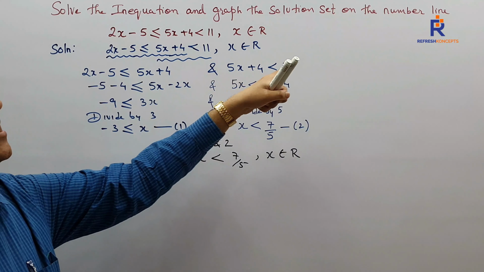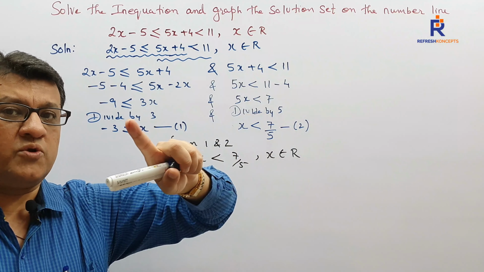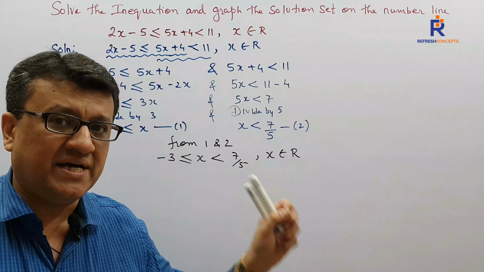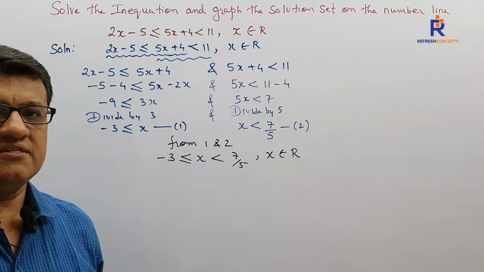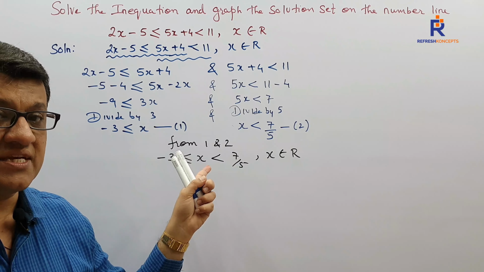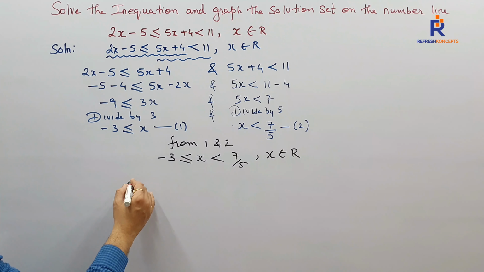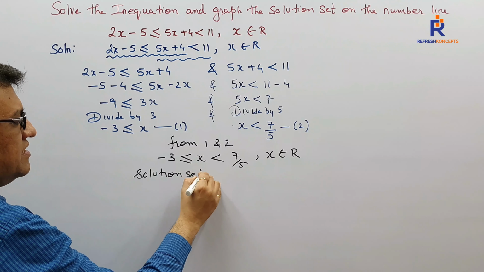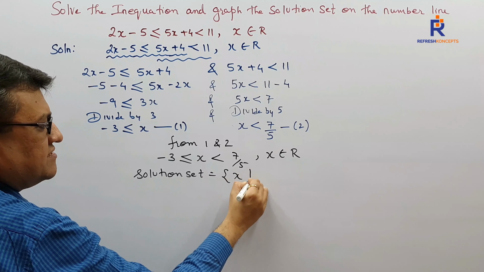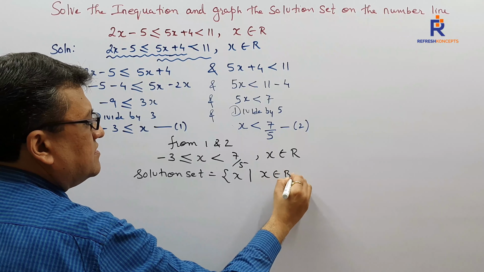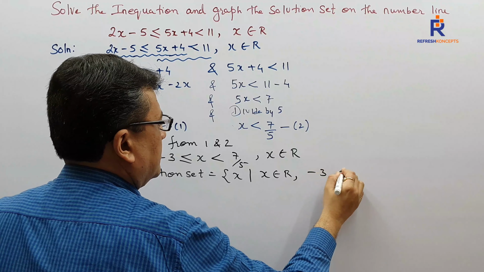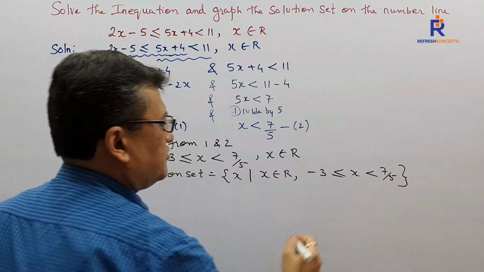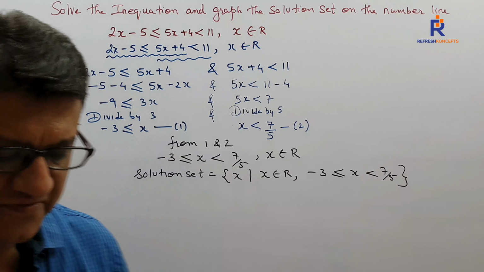We need to plot it on a number line also. But children, what do we have to take care of before the number line? It is mandatory to write the solution set, and what is it? Real numbers. So the solution set will be in set builder form: the set of all x such that x belongs to real numbers and minus 3 less than or equal to x less than 7 by 5. Now the time has come for the line graph.